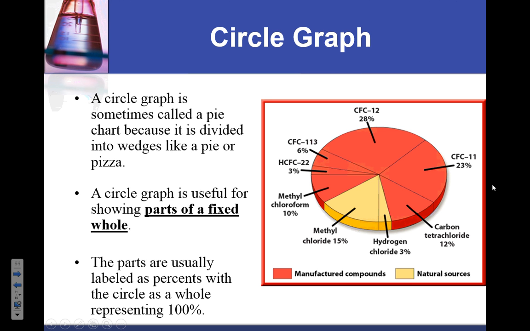That's our simplest type of graph that we use in chemistry, and it really has just one application, looking at parts of a fixed whole. It does that extremely well, but it really doesn't do much else.